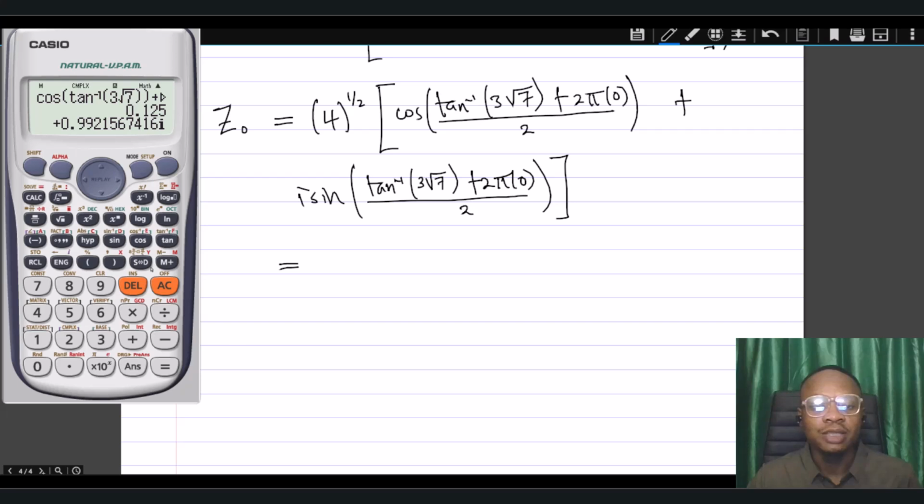The sine part is giving us 0.9, and I don't like it. It doesn't look good. It's 0.9921567416, blah blah blah, which was giving us some fraction or such. So that is the result we are getting from this, having put this as 0.